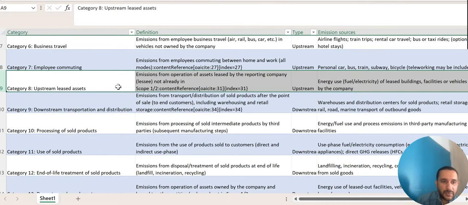Then we have upstream leased assets, emissions from operation of assets leased by the reporting company. So this is mostly applicable if, say, your company has leased any site. In case of IT companies, most of the offices, they have big offices, hundreds of employees are operating, working from a single place, a lot of things involved, air conditioning, electricity consumption. But the office is not owned by the company, it's leased by the company.